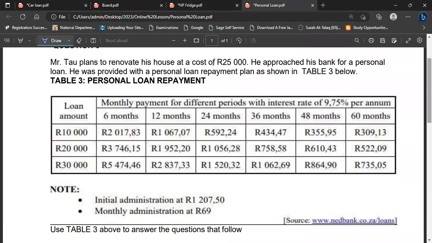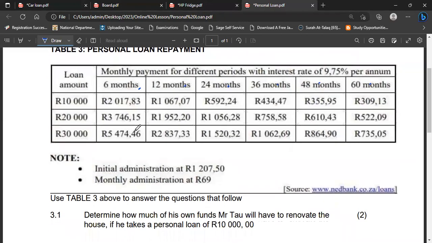All you have to know is for how long. So the periods will be here. This is half a year, full year, 2 years, 3 years, 4, and 5. That's the maximum. So if you take 10,000, you'll be paying this much. If you're paying for 6 months, you'll be paying 2,017 rands 83 cents every month. These are monthly installments.